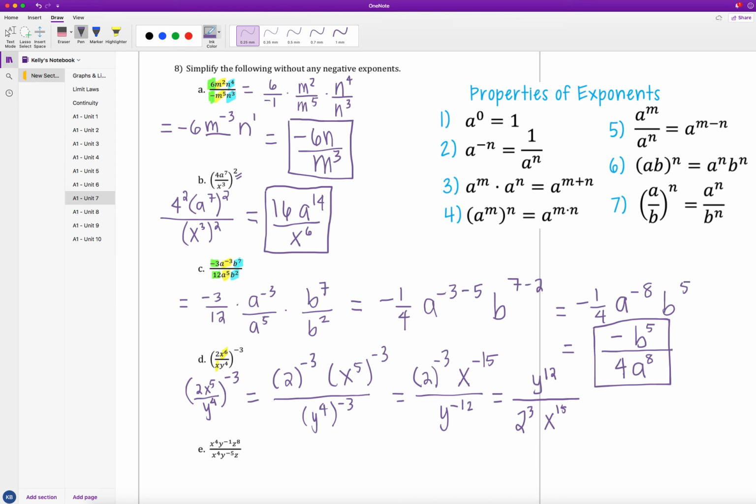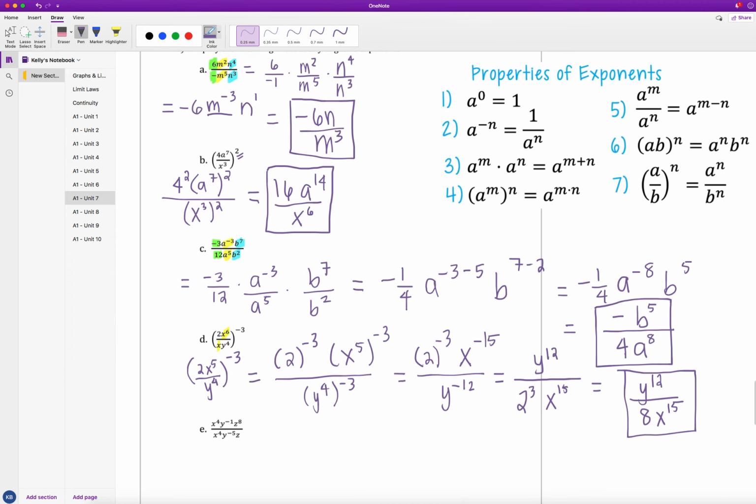From here, the last thing I have left to do is simplify what 2 to the third is. So I get y to the 12th over 2 to the third, which is 8. So we get 8x to the 15th then as our final answer for part D.